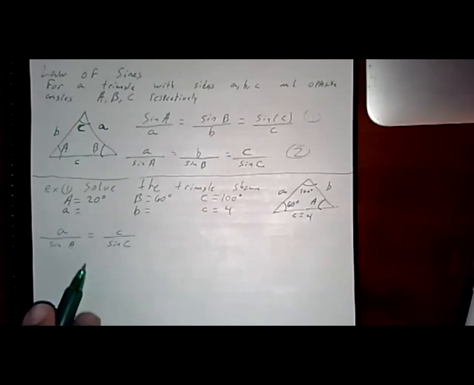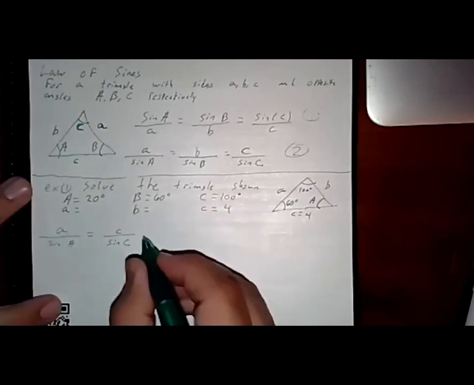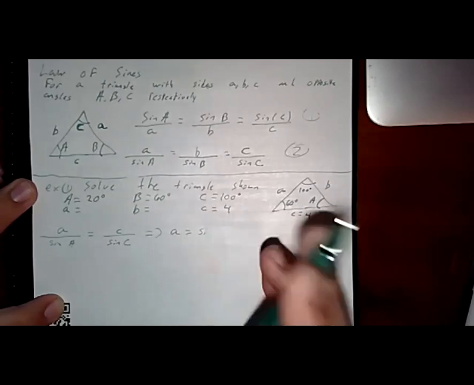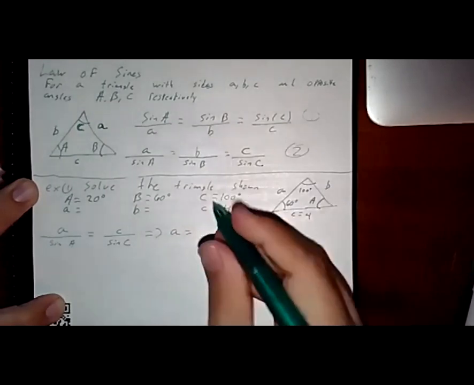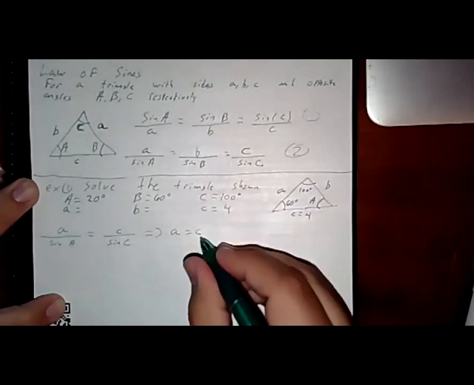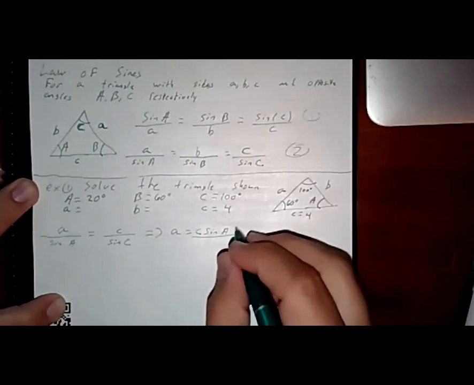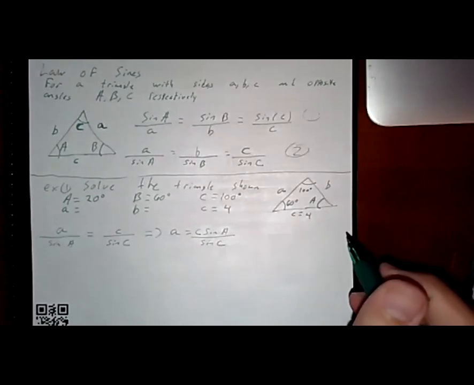Now, if you multiply both sides by sine A, you can solve for A, right? So this implies that A is equal to c sine A over sine C. So you see where this came from?